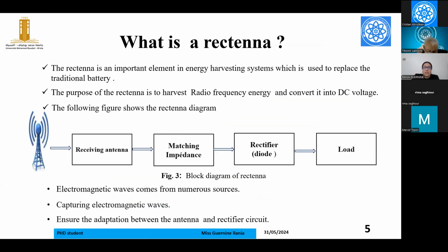The answer is that this system uses a Rectenna device. The main goal of this device is to convert RF (radio frequency) energy into DC voltage. As Figure 3 shows, the Rectenna device consists of three important elements: a receiving antenna which collects electromagnetic waves from the environment, a rectifier block based on a Schottky diode, and a matching impedance placed between them to ensure the maximum transfer of energy from the source to the load.